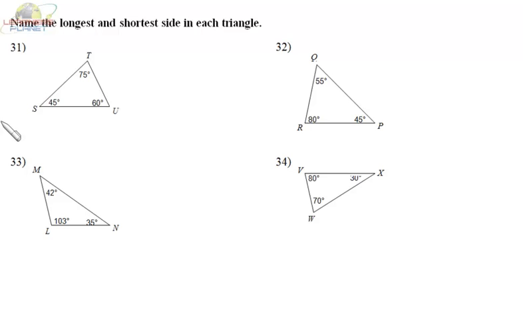Now, in this question, we have to name the longest and shortest side in each triangle. In this case, this is the biggest angle, 75 degree. That means the side opposite to it will be the longest. So, SU will be the longest side. And which will be the shortest side? The side opposite the smallest angle. So, it's 45 degree. That means the side TU will be shortest. Okay.